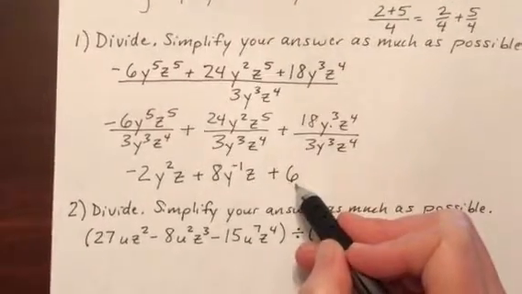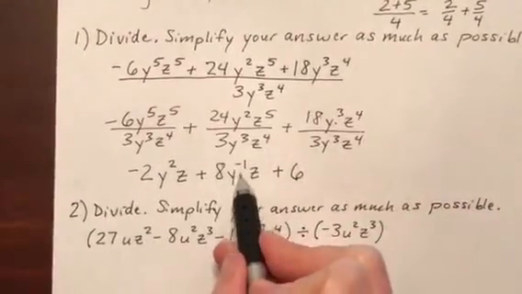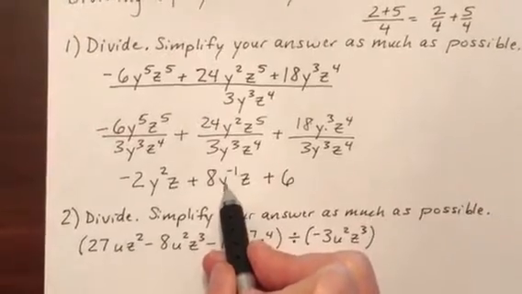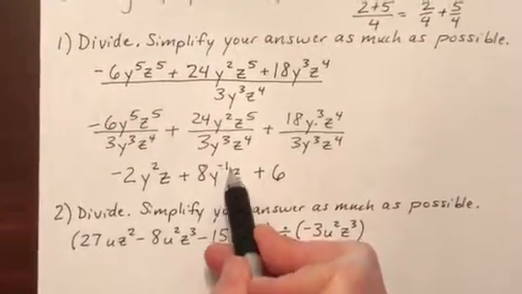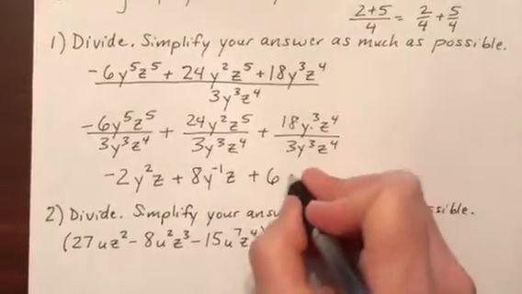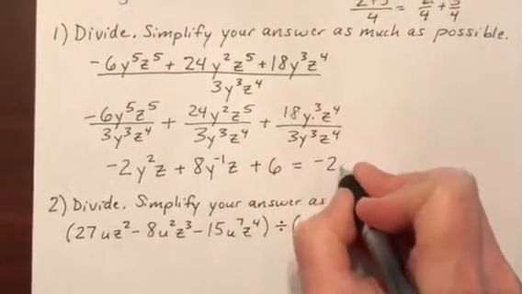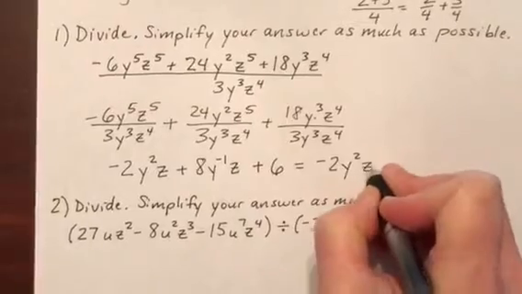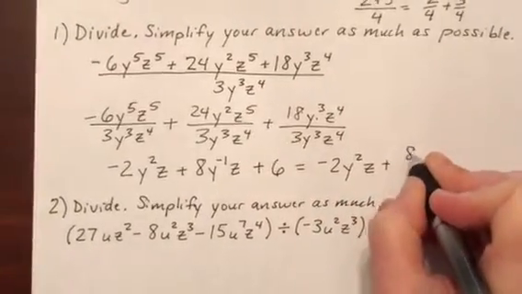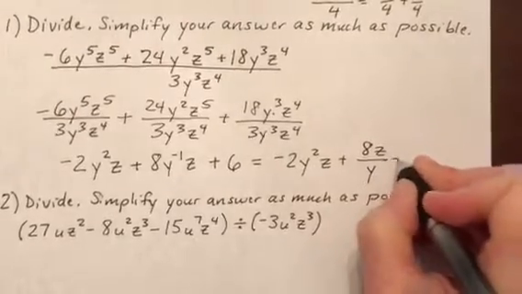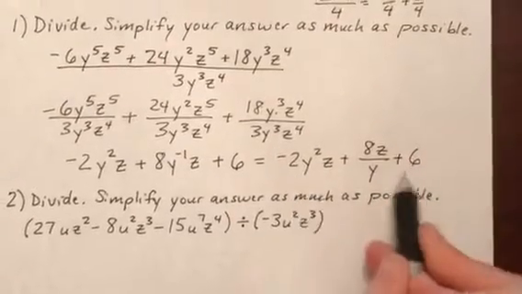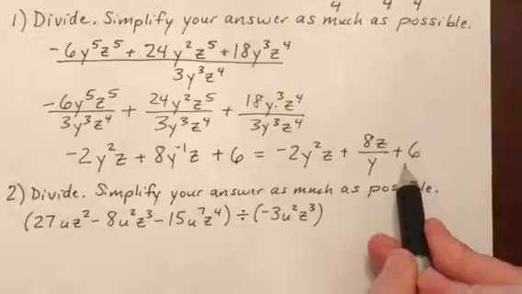So the only thing I really still need to do is I see a negative exponent on this y. So I'm going to rewrite this middle term so that that y to the -1 moves to the denominator. And so this is -2y squared z plus 8z over y plus 6. And that will be my final answer for the first one.